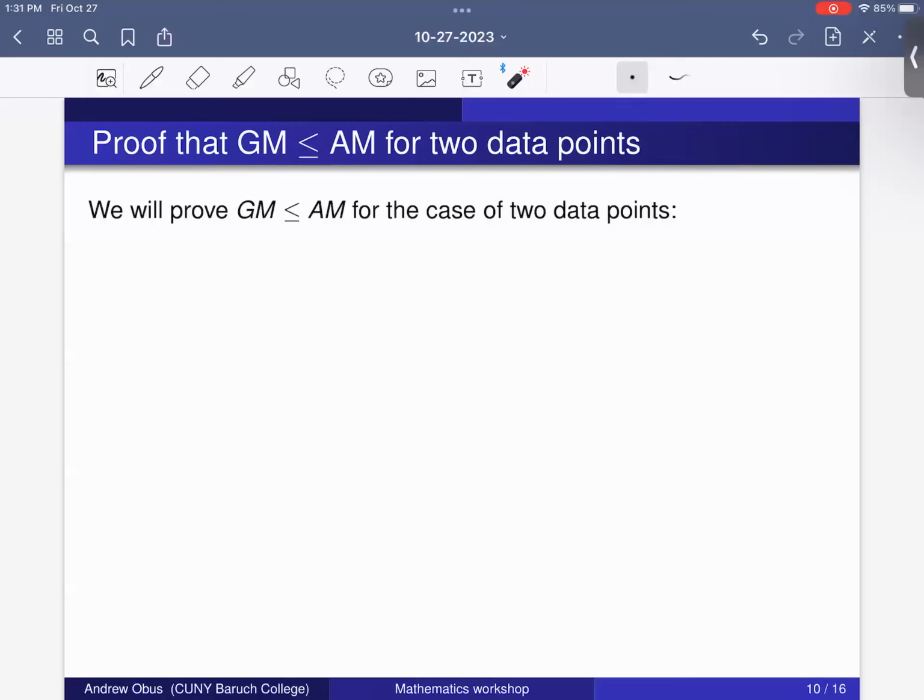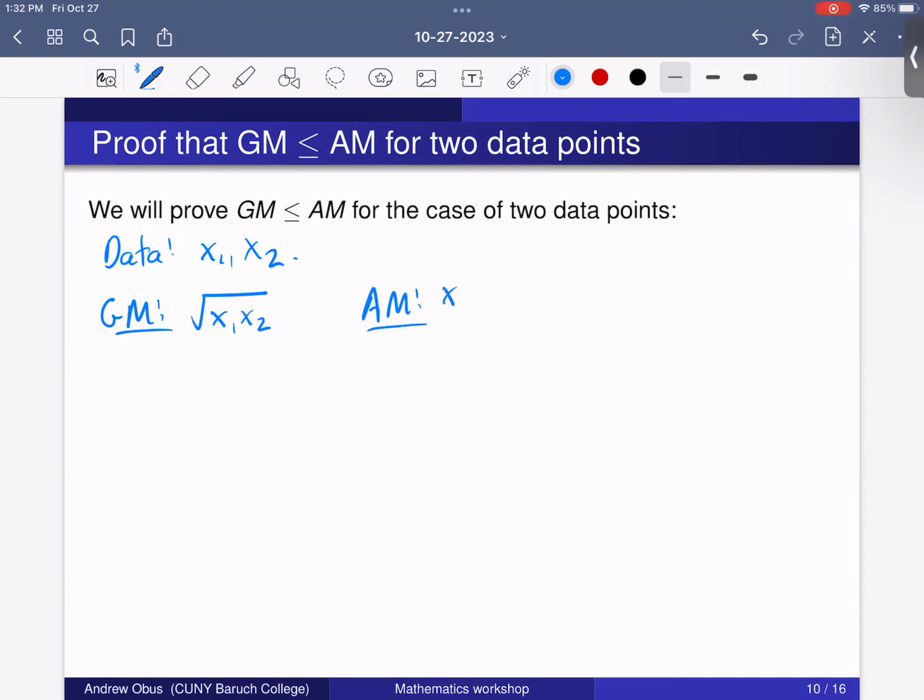I want to prove that the geometric mean is less than or equal to the arithmetic mean in the case where we have 2 data points. So in this case, let's just say our data is just x1 and x2. Okay? So the geometric mean, by definition, is just the square root of x1 x2. And the arithmetic mean is (x1 + x2) over 2.